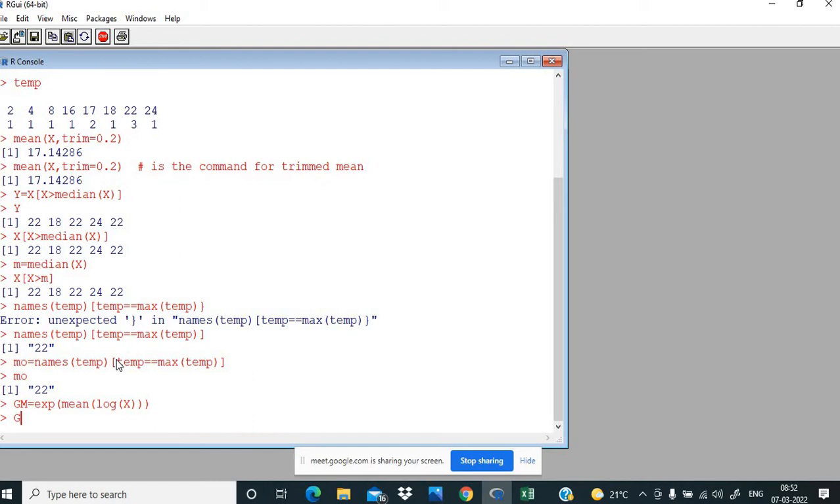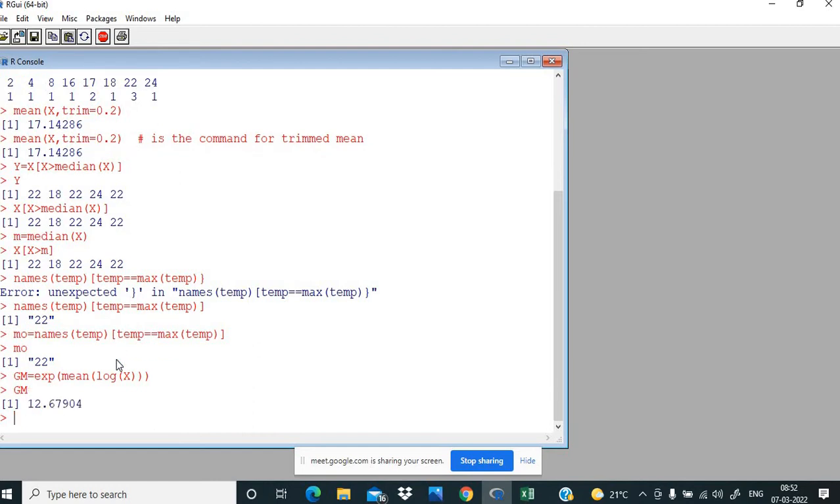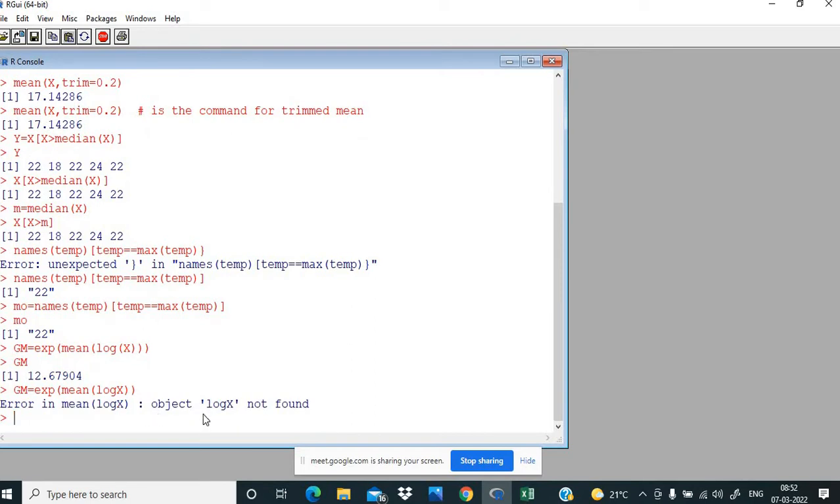Okay, something is computed. GM, okay, 12.67. It seems to be a good geometric mean. This is a geometric mean. So this is how we get log x. But if I write only x without bracket, does it work? Let me check. No, it does not work.